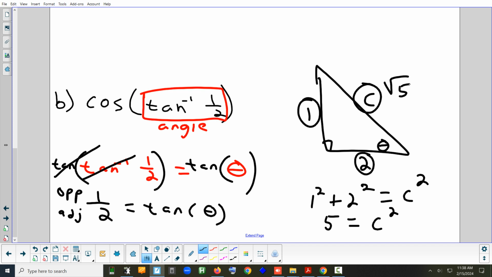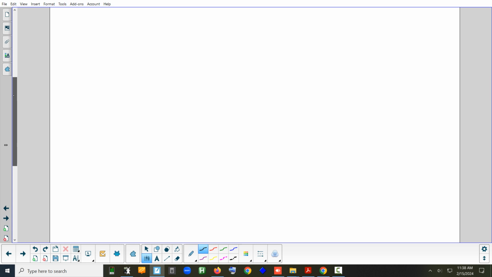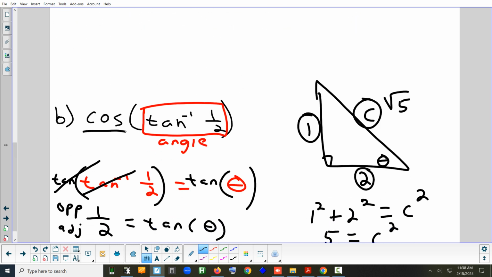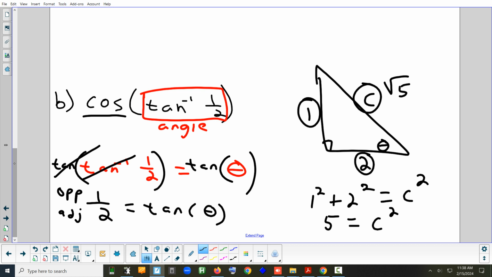Okay. So now we have all the sides labeled in the triangle. We don't have any variables for the sides. And they want to know the cosine. What's cosine? Adjacent over hypotenuse. What's the adjacent? 2.